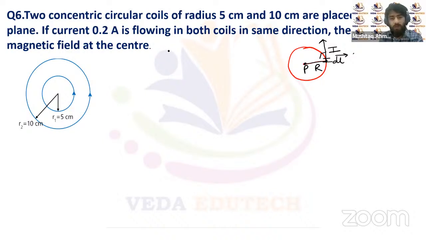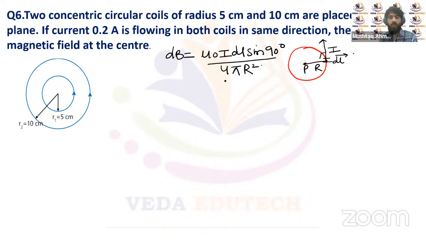So we can use the Biot-Savart law here. That's dB will be equal to mu naught I dl sine of 90 degrees upon 4 pi r square. Now r here is capital R, that will be 4 pi capital R square. So the total magnetic field here will be obtained by just integrating on both sides.